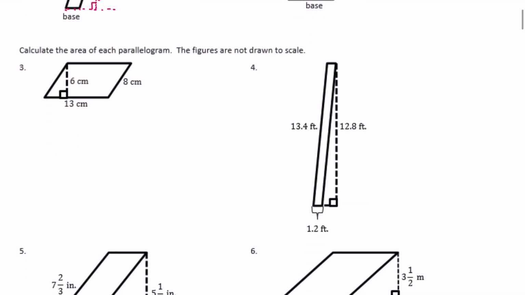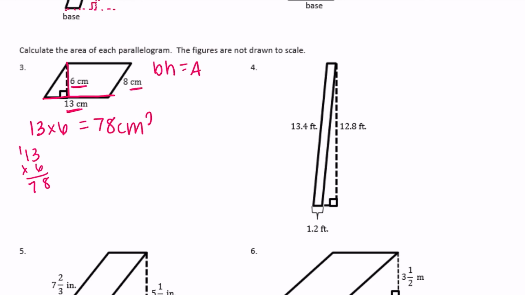Number 3, now we're going to actually calculate the area of each parallelogram. The figures are not drawn to scale. So it's nice they've already measured for us. So we need base times height is equal to area. So here the base is 13. The height is 6. So 13 times 6 will be equal to the area. Let's do 13 times 6 is equal to 78. So then our label is centimeters squared.